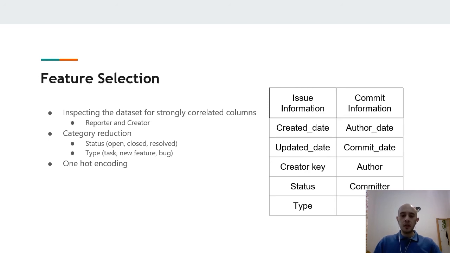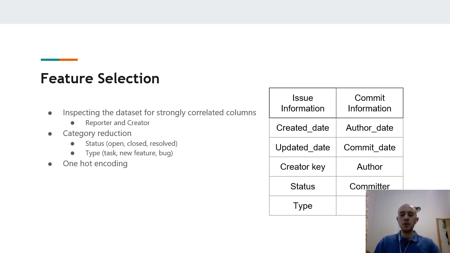And in the end, in order to use this categorical data the best way possible, we used one-hot encoding, and we separated this data into different columns, different Boolean columns, to have the best features for our models. In the end, the overall information that we use for features of our model in issue information is created and updated date related to that issue, creator key, status, and type of those issues.